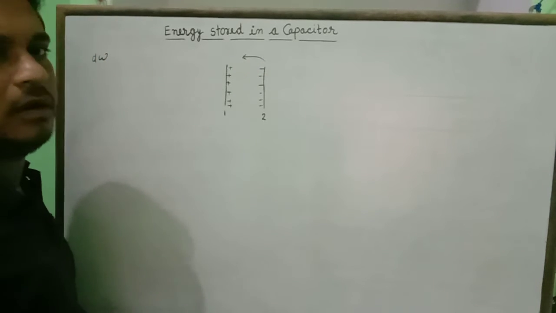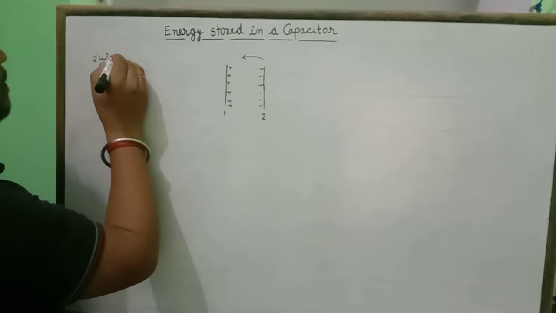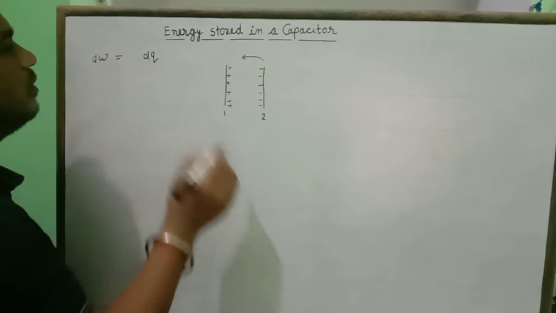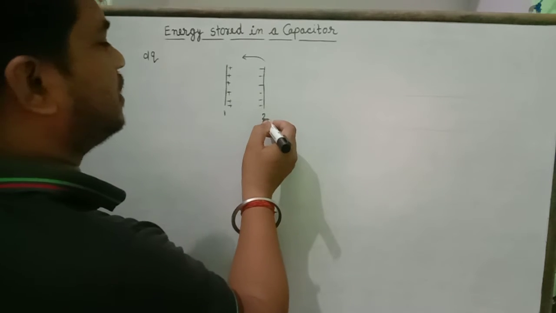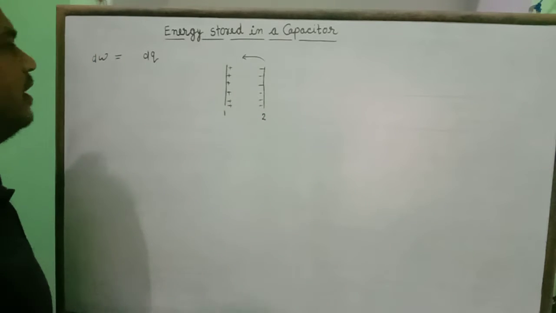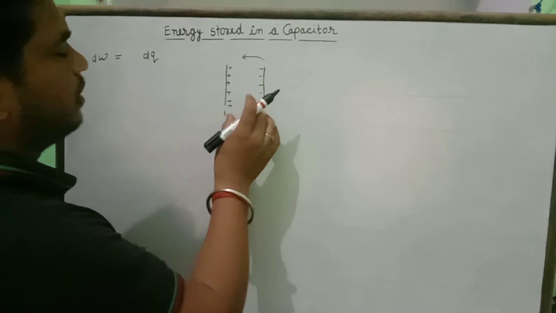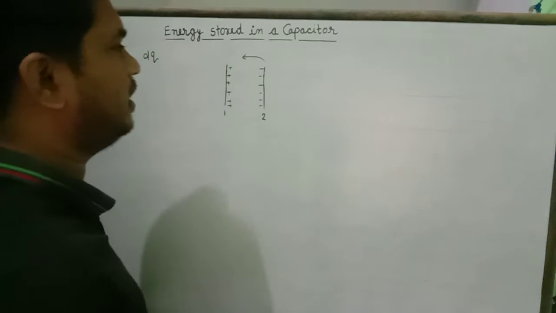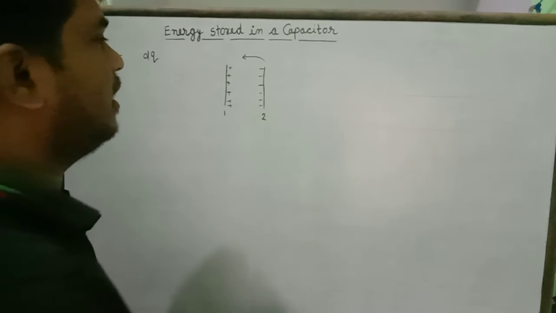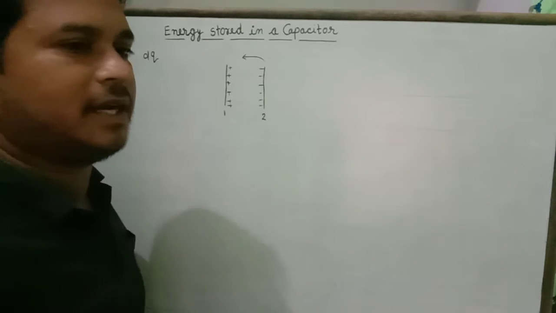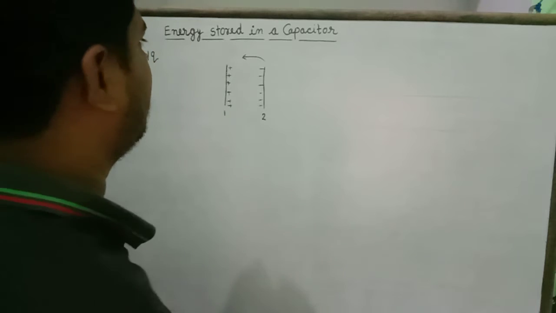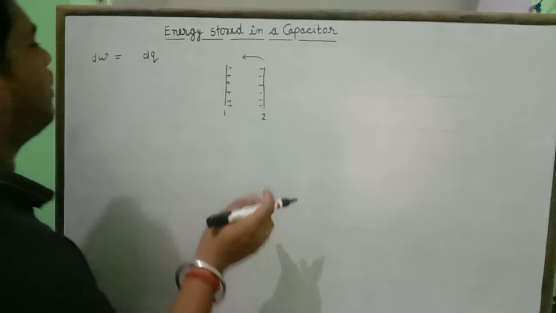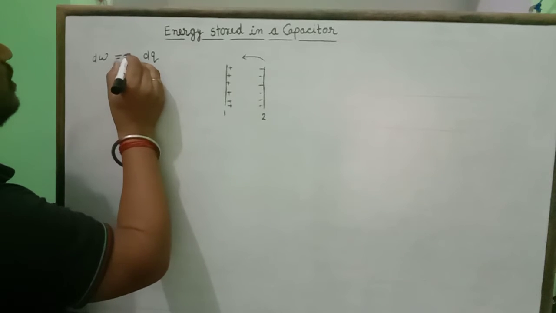dW will be done for the small charge dq transferred from conductor 2 to conductor 1. Therefore, conductor 1 becomes positive, having the higher potential, and the second conductor becomes negative, having the lower potential. So a potential difference is set up between them, which is, suppose, V.